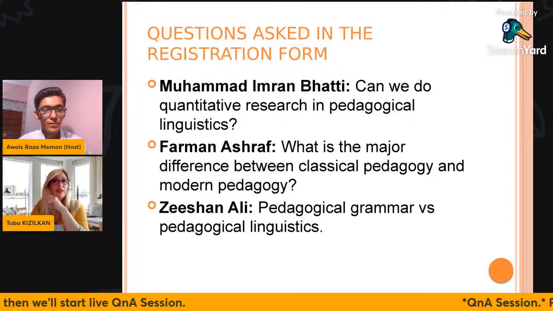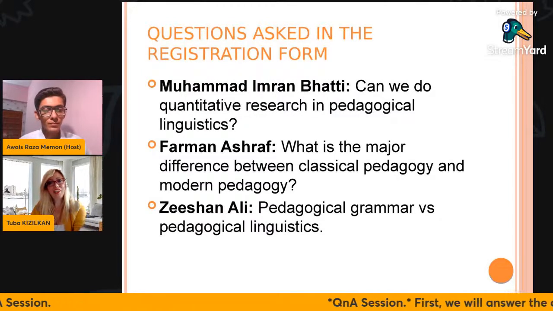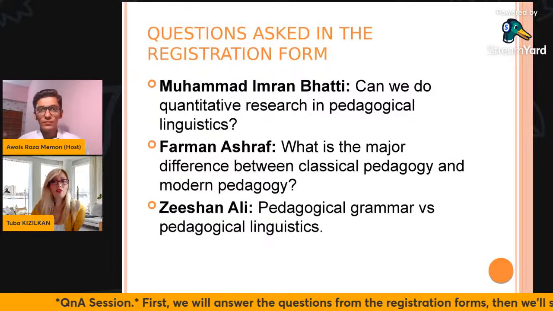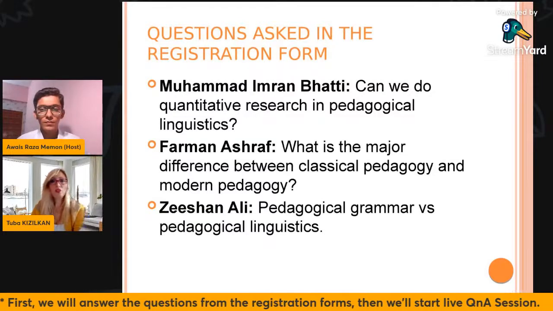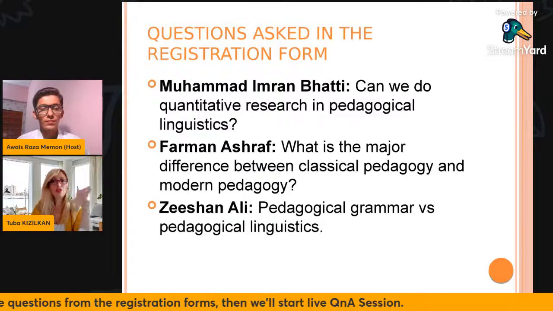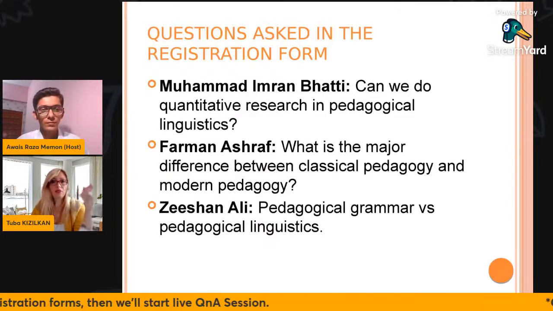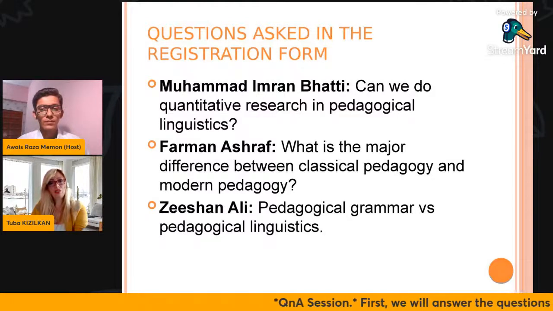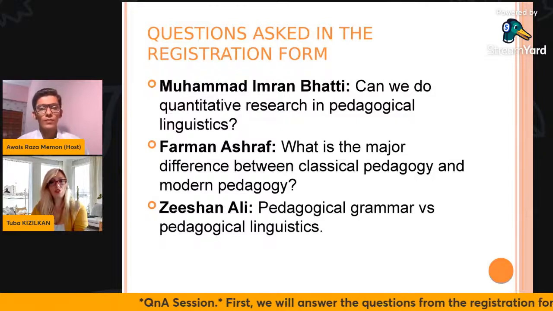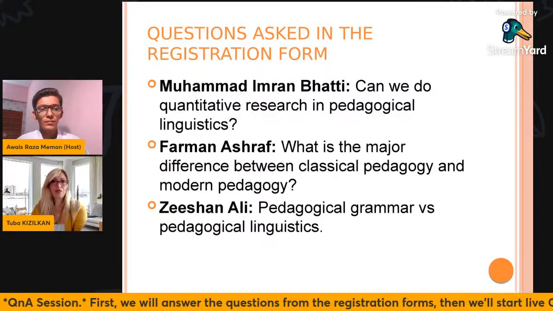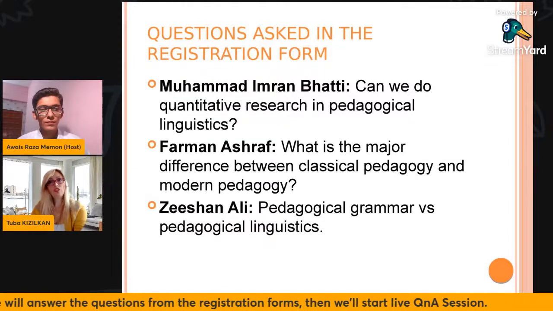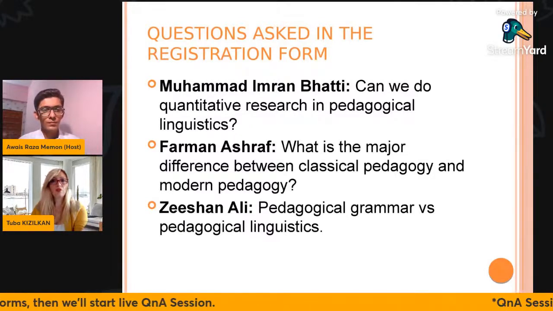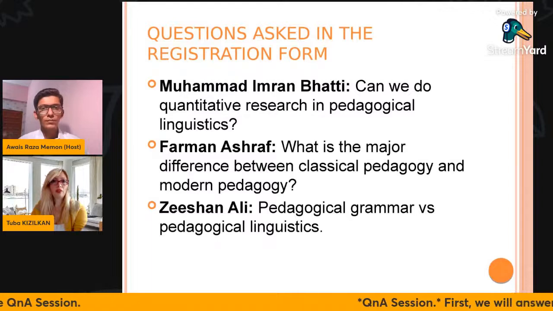As the title is very obvious, linguistics involves so many fields and parts of speech and reductions and dialects and things like that. But grammar is only grammar. So pedagogical linguistics is much more expanded, but pedagogical grammar is purely focused on the issues of grammatical stuff.